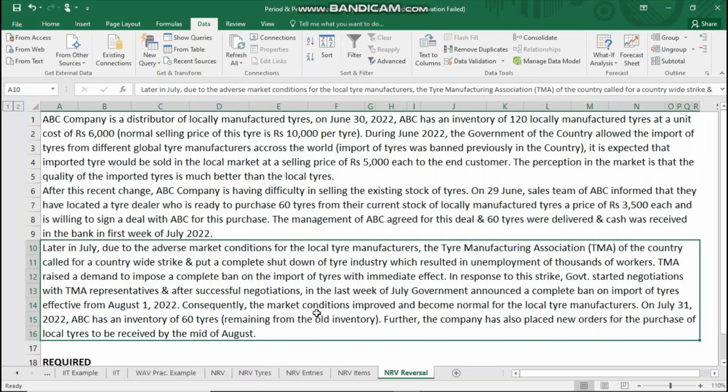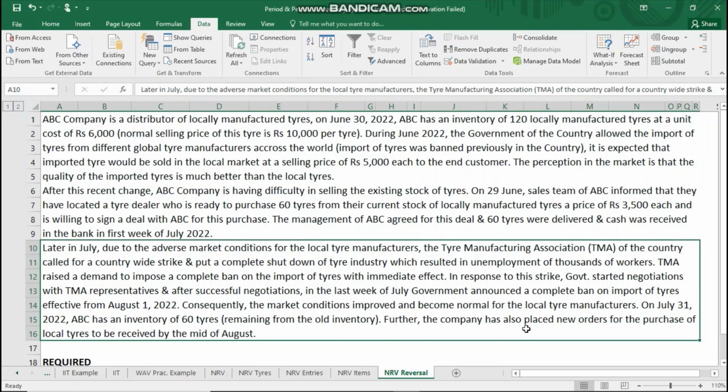So consequently the market conditions improve and become normal for the local tire manufacturers. On July 31st, 2022, ABC has an inventory of 60 tires remaining from the old inventory. So this data was given for July 31st inventory. They had 60 tires in the inventory.